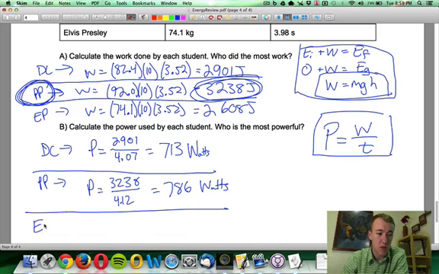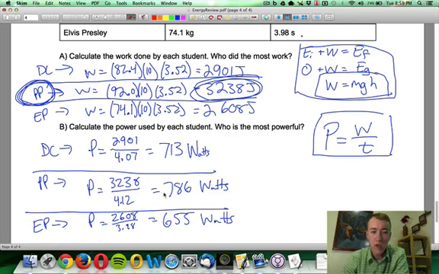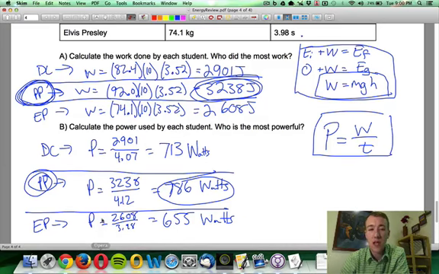Last up is Elvis Presley. Power's work over time. Elvis Presley, 2,608 joules of work. His time was 3.98 seconds. And this ends up being 655 watts. So which of our students was the most powerful? It's Peter Pan with 786 watts. Is it necessarily the case that the person who does the most work is the most powerful? No, that's not always the case.